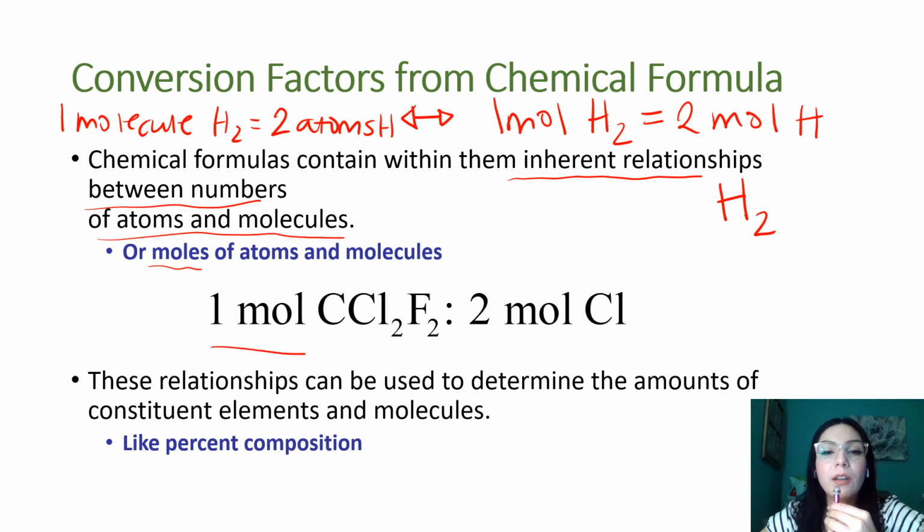So this is another example. You have 1 mole of CCl2F2. Within that mole of CCl2F2, you have 2 moles of Cl. So it's the exact same type of relationship as up here. And again, these relationships can be used to determine amounts of elements or molecules, and they can also help us with percent composition.